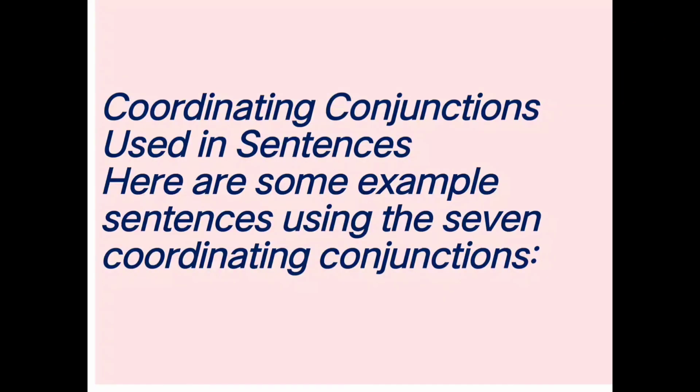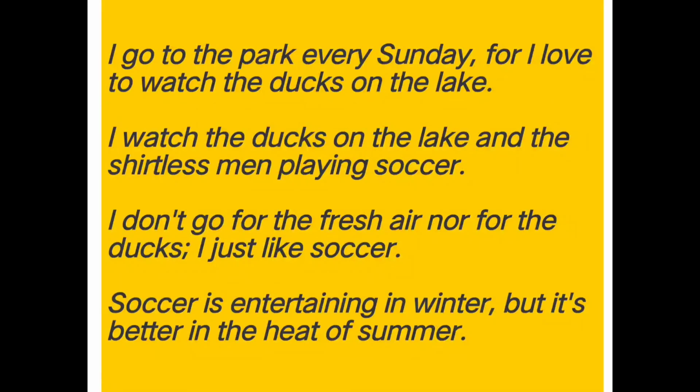So what we have learned about coordinate conjunctions, the FANBOYS, right? Now we will see some more examples where these coordinate conjunctions are used. So let's have a look at this. The first one is: I go to the park every Sunday, for I love to watch the ducks on the lake. So this word for is working as a coordinate conjunction here, which is joining two sentences together.